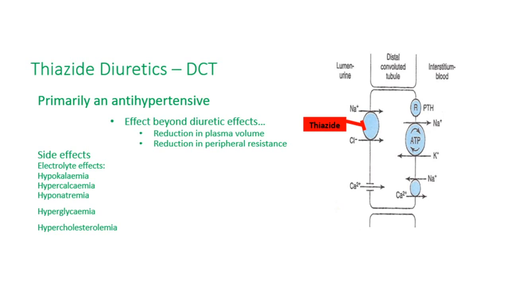Thiazide-like diuretics work on the distal convoluted tubule, blocking the sodium chloride symporter here. They have a number of electrolyte side effects, including low potassium, high calcium, and low sodium. They also have metabolic effects, including hyperglycemia and hypercholesterolemia.